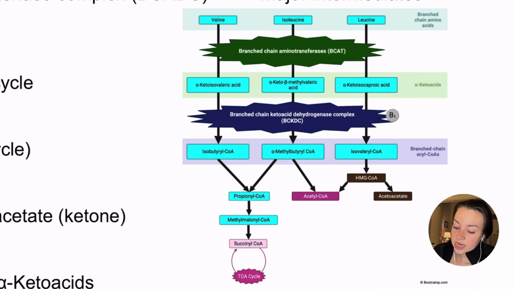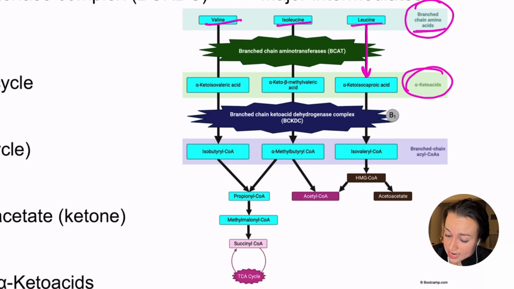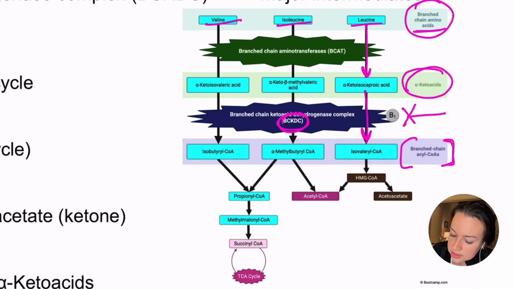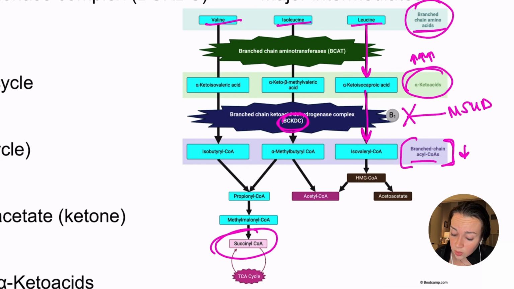So remember, in our breakdown pathway for branched-chain amino acids, which included leucine, isoleucine, and valine, we first turned our branched-chain amino acids into their respective alpha-ketoacids, and then those alpha-ketoacids were turned into branched-chain acyl-CoAs by this BCKDC enzyme here. And so maple syrup urine disease is a defect in that enzyme. So you get a buildup of the upstream alpha-ketoacids and a decrease in some of the products downstream, which include not only branched-chain acyl-CoAs, but also things like succinyl-CoA from the TCA cycle, acetyl-CoA, and acetoacetate.